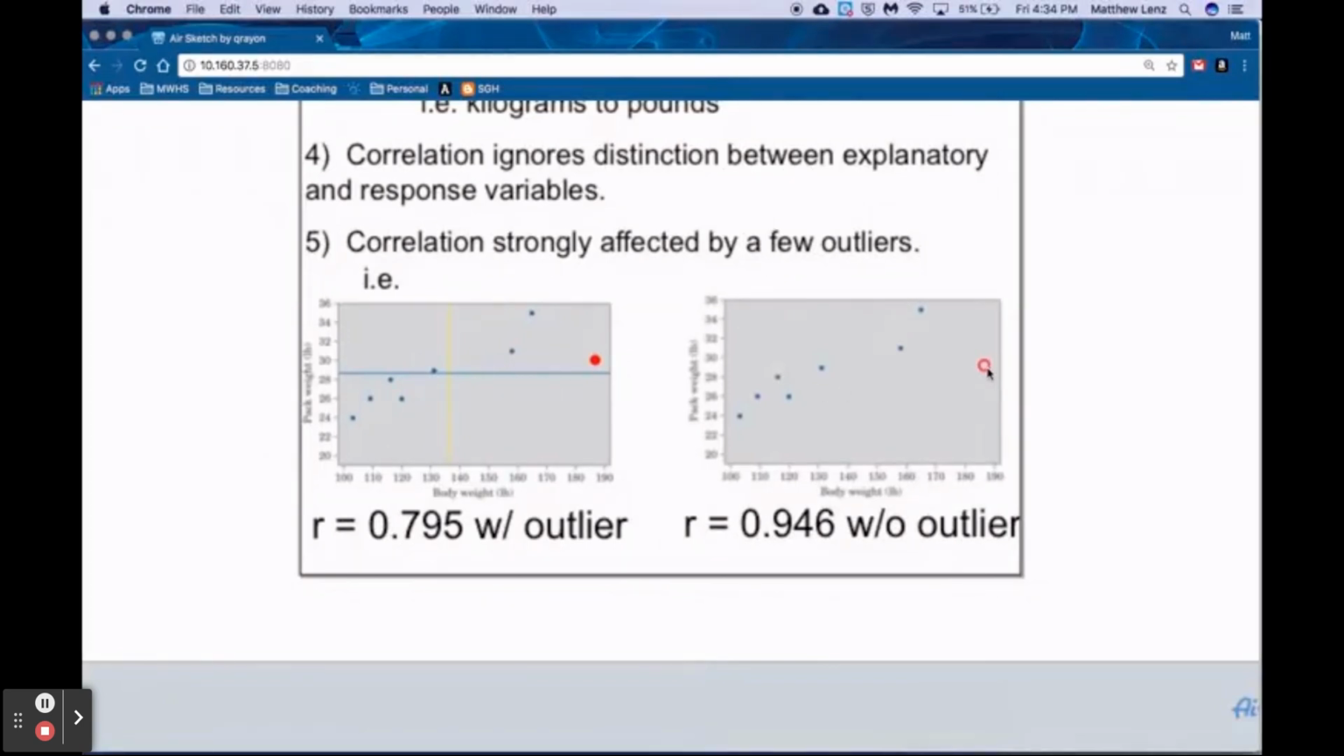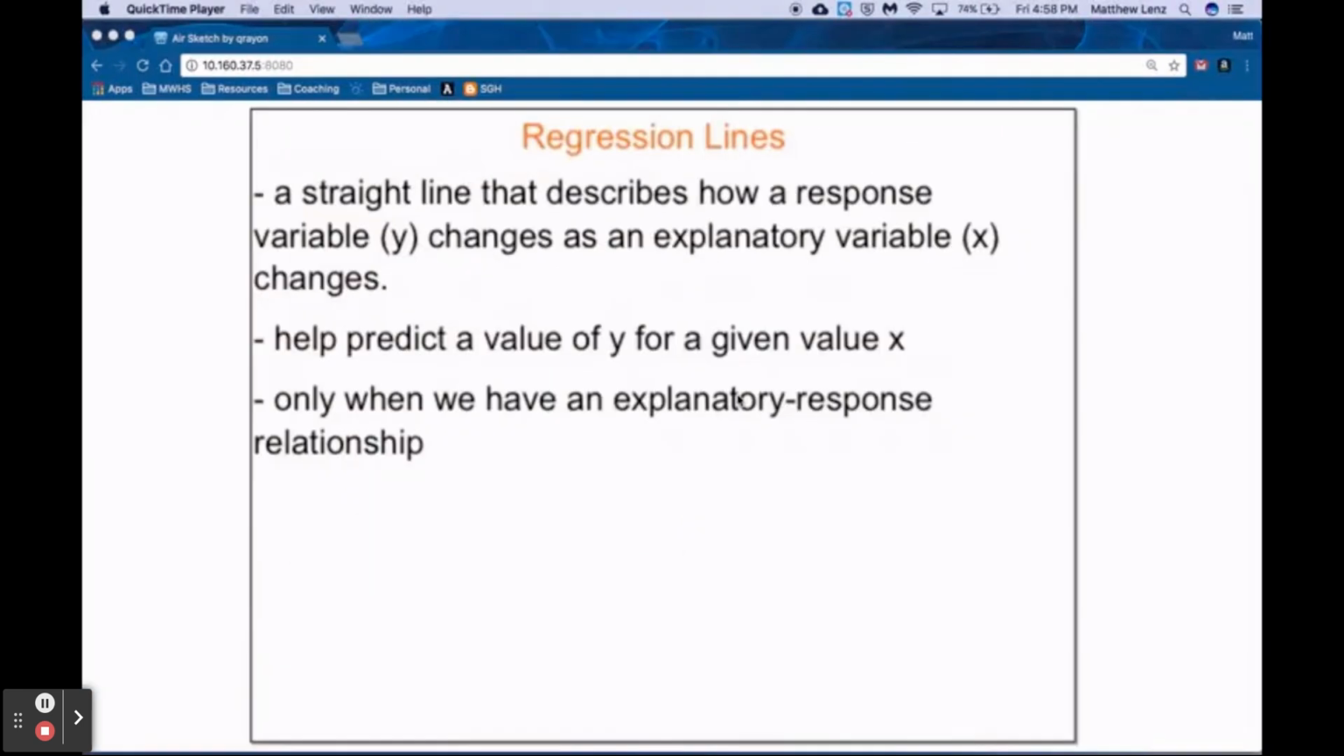But if I take that outlier out of the data, notice how much it jumps up. It's almost a perfectly positive correlation. It jumps all the way up to 0.946. And the thing is, the more outliers you have, the bigger the jump is going to be. So just know that the only downside about correlation is that if there are outliers, it will greatly affect what your correlation represents.